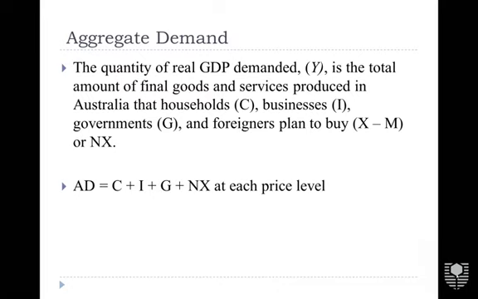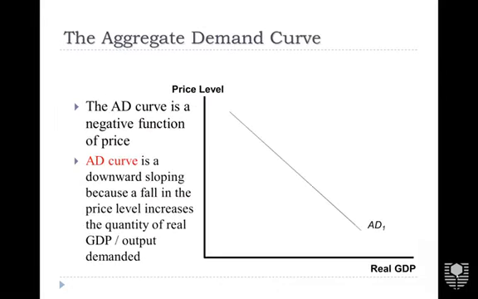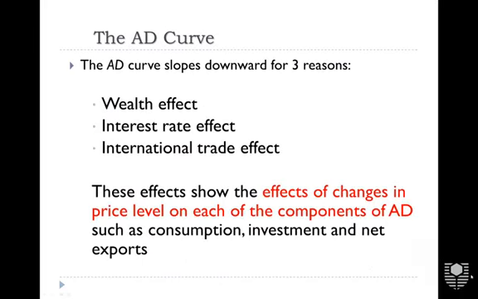So aggregate demand is equal to C plus I plus G plus NX. It's a negative function of price, and it's downward sloping. That means the higher the price, the less will be the real GDP demanded in the economy. There are three reasons why there is a negative relation between price level and real GDP demanded, and those three reasons are wealth effect, interest rate effect, and international trade effect.